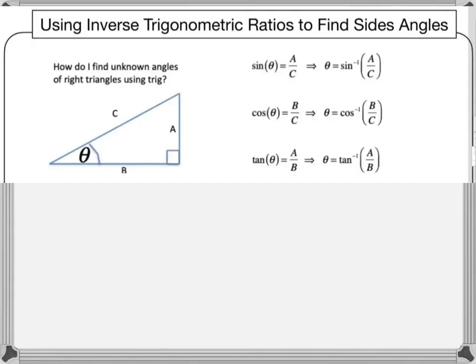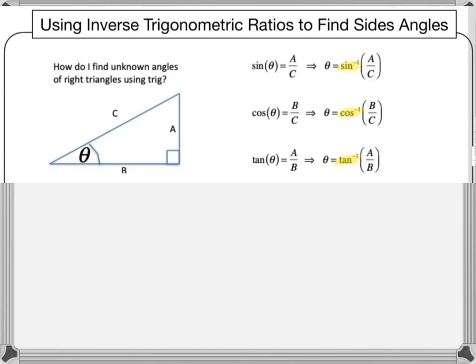Okay, so for this one right here, we're taking a look at how I am going to find some unknown angles. So we looked at using trigonometry to find sides, but now we are going to introduce these inverses right here, okay?